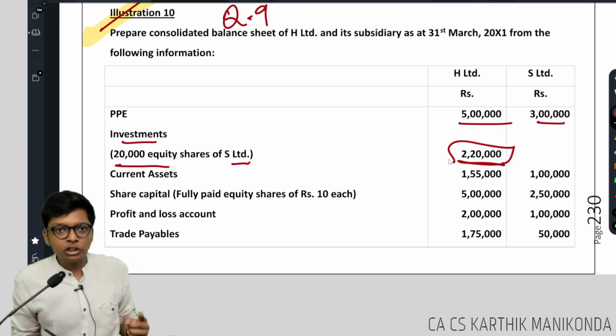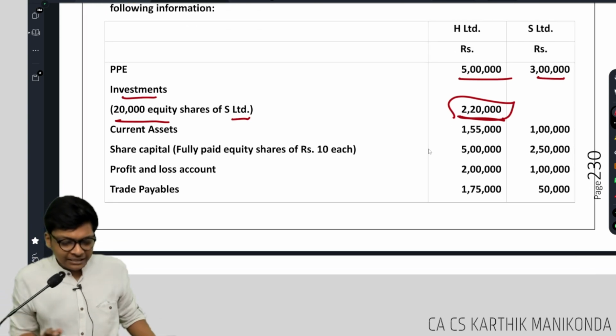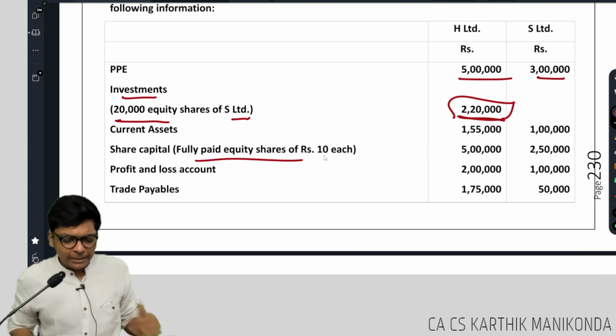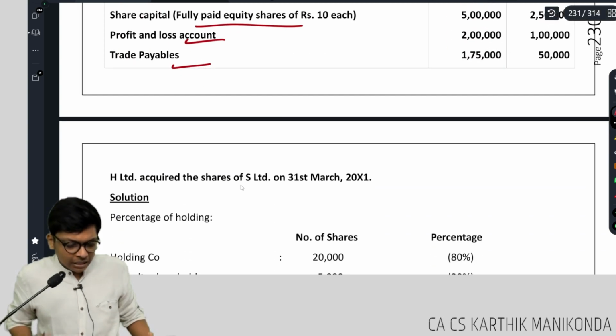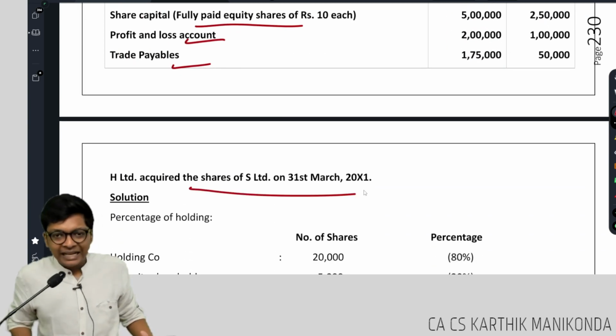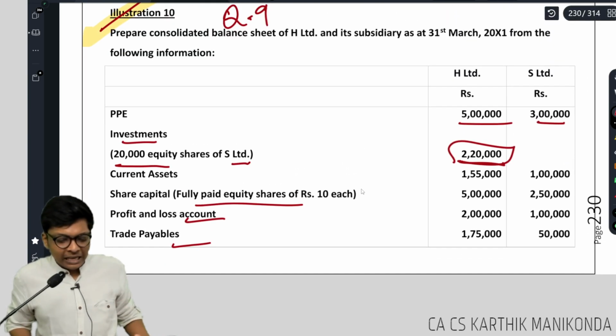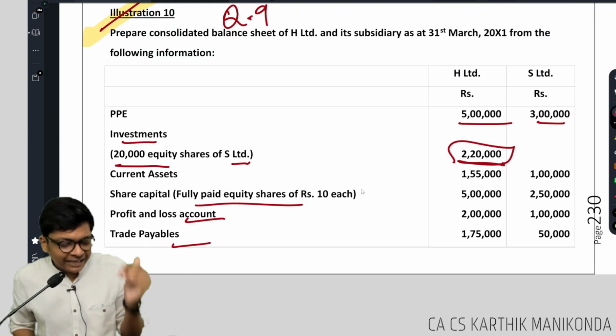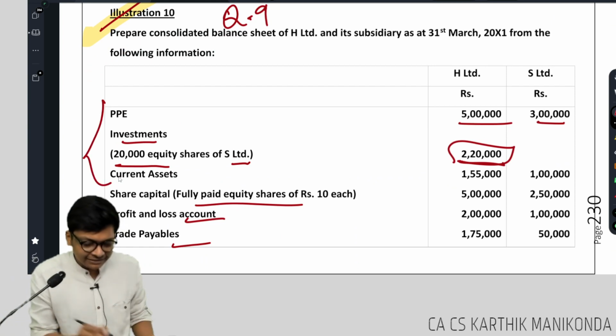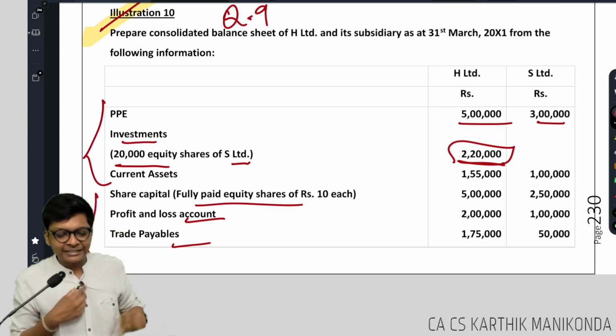Investment is what is cost of investment. Current assets they have given. Share capital they have given. Profit and loss, trade payables. H acquires the shares of S. That's it. Simple sum. I want to know, is the balance sheet tallying here first? This is assets, this is liabilities. Quickly check that, go through the question.